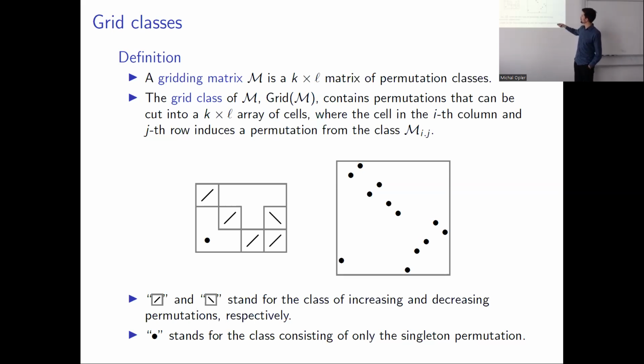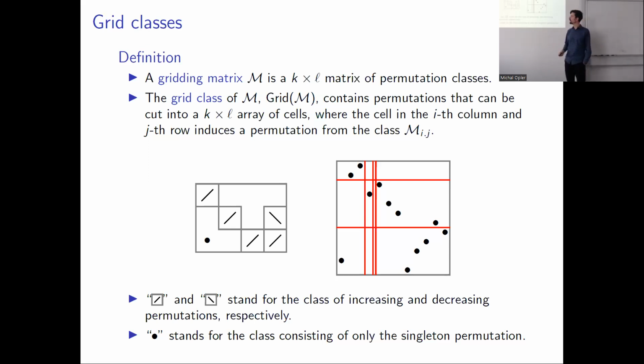So, this large permutation belongs to the grid class of this matrix, if I take this kind of gridding. So I cut it up into 4 columns and 3 rows. And if you check, each cell contains a permutation from the corresponding class. So the top left is an increasing sequence, the top right is an increasing sequence, this one is a decreasing sequence, in the bottom left there is a point, and some of them are empty, even though they can contain something. But whenever I can cut up the permutation diagram into the K times L array, such that each cell contains a thing from that class, then that permutation belongs to that grid class.